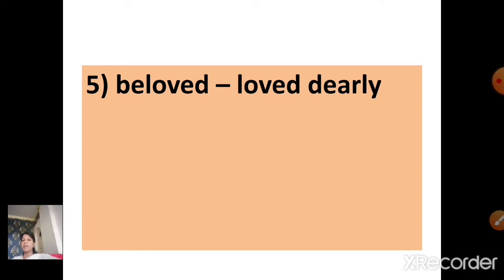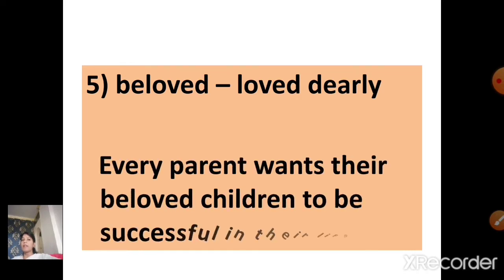B-E-L-O-V-E-D, beloved. Beloved means loved dearly. Every parent wants their beloved children to be successful in their life.